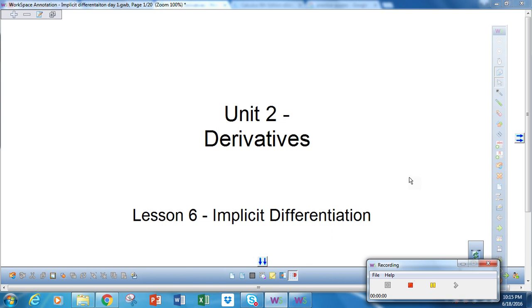Okay, welcome to Unit 2, Lesson 6. In this lesson, we're going to use what we call implicit differentiation. Now, implicit differentiation we're going to use throughout the semester and even in Calculus BC. But let's just talk about why implicit differentiation is needed for a second.